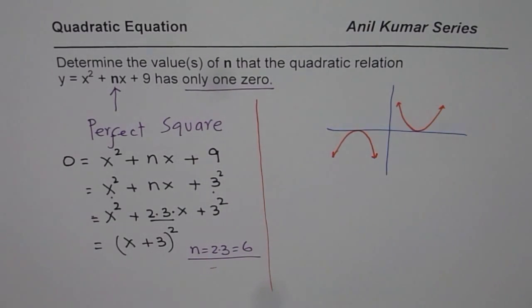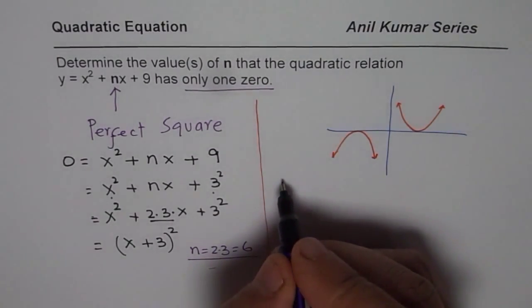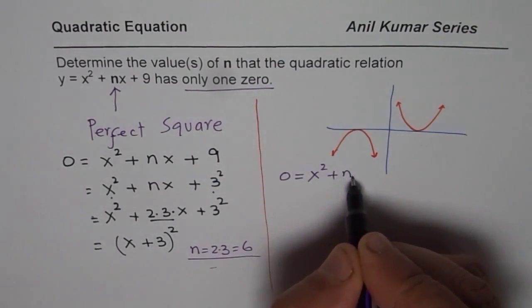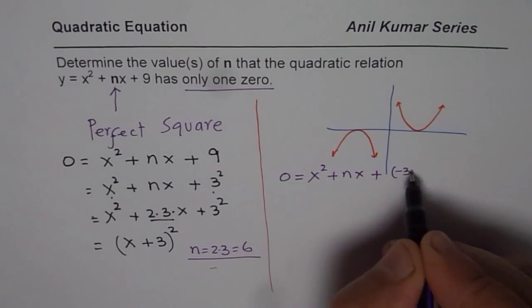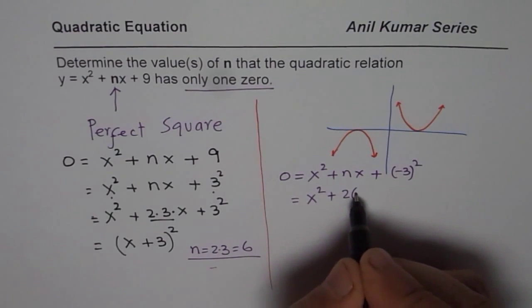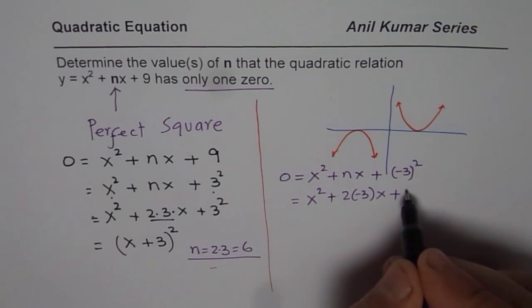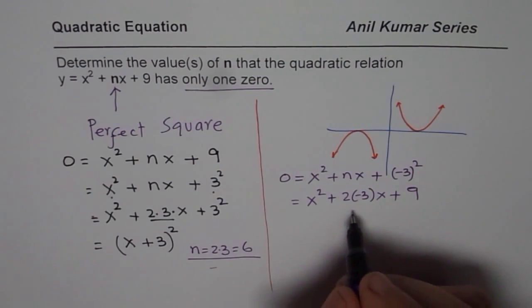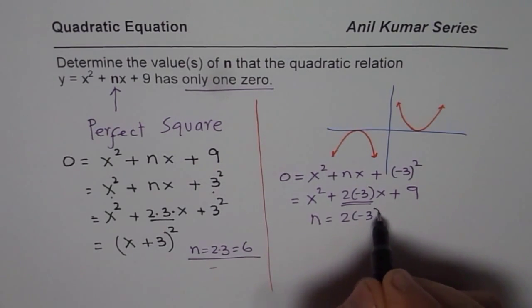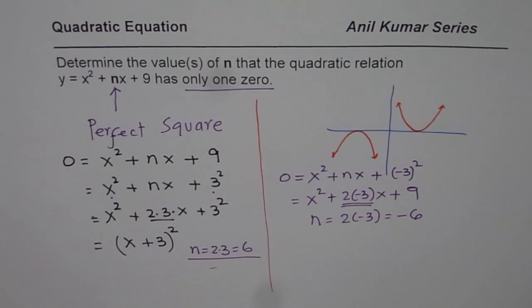However, we can get more answers for it, and that is how you can get more answers. We could also write this equation as 0 equals x square plus nx plus minus 3 whole square. In that case, the center term could be 2 times minus 3x. This is still 9, correct? So what we notice here is that n equals 2 times minus 3, which is minus 6. So that is how you can get different values for n in the same equation.